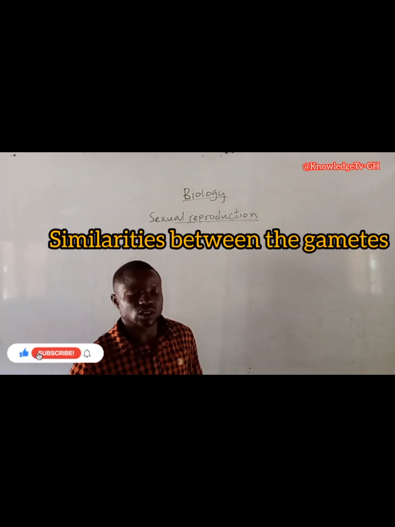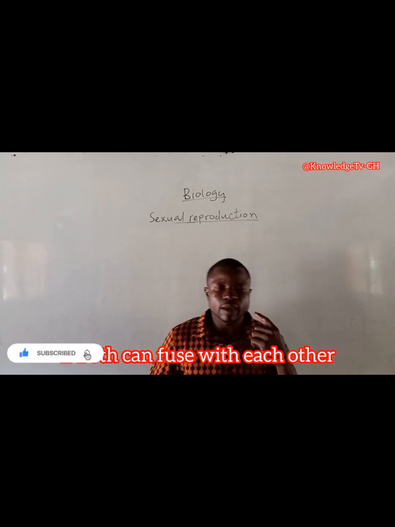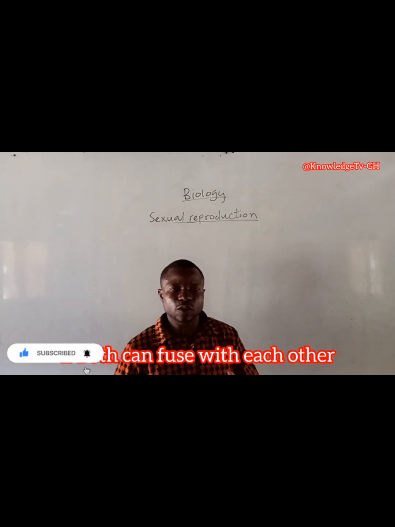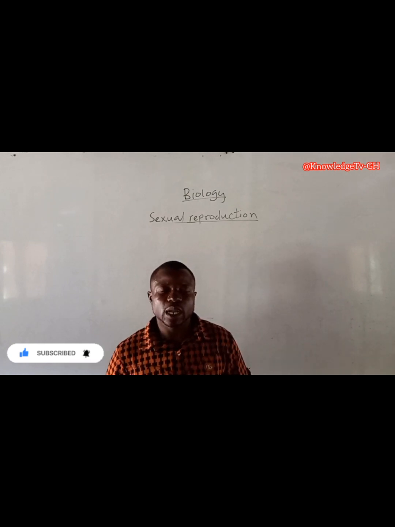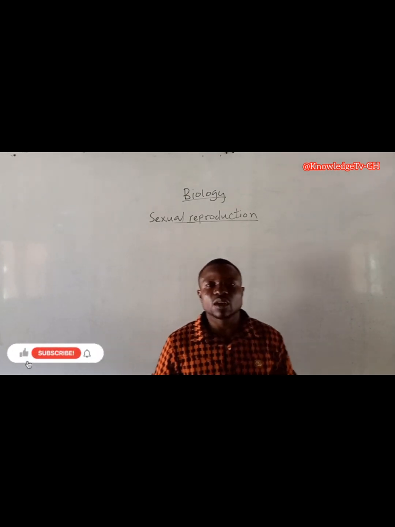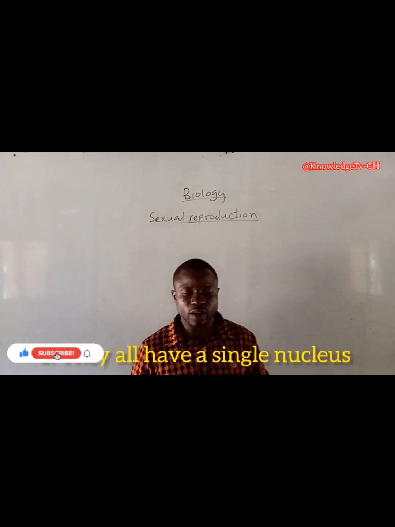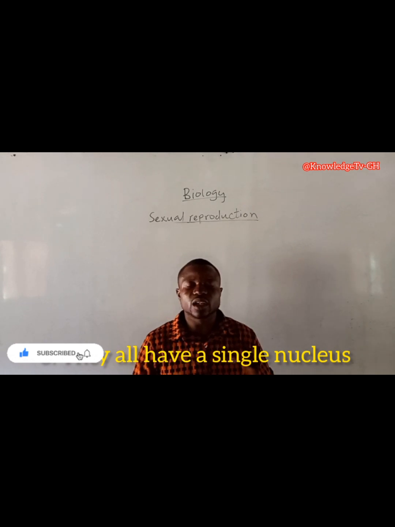So now let's look at some similarities between the gametes. Number one, the gametes can both fuse with each other. Number two, both are haploid, which means that each has 23 chromosomes. And number three, they all have a single nucleus.